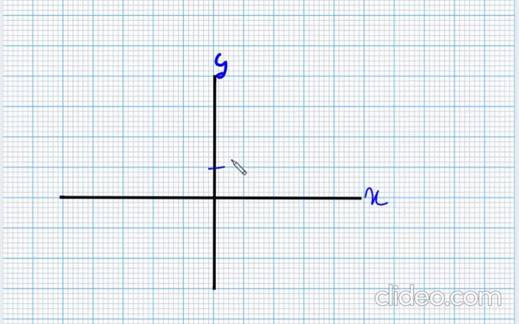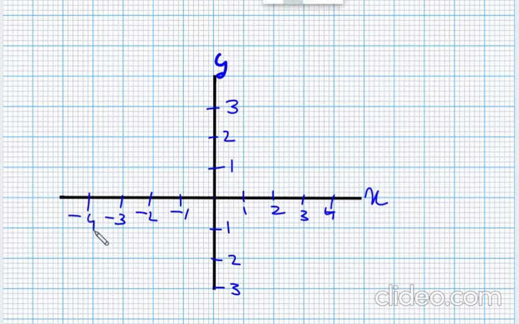Then I have 1, I have 2, I have 3. Okay, I'm just drawing a smaller one. This is again 1, 2, 3, and 4. Correct. Next here also 1, 2, and 3. Next on the other side also the negative part, -1, -2, -3, -4. This is my graph I have drawn.